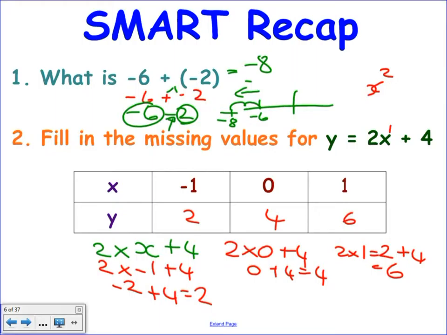X times x. It means x times x, and quite a few people got that wrong in their continuation assessment yesterday. Okay, so x squared means whatever the value of x is, multiply it by itself again. Well, when you see x on its own, like it is here, it actually has an invisible 1 there that we don't write in maths.